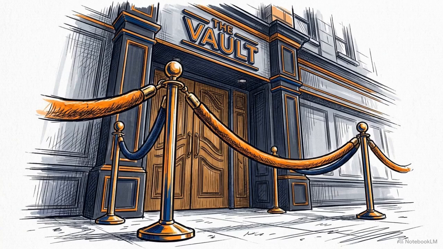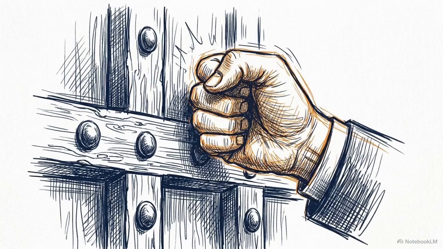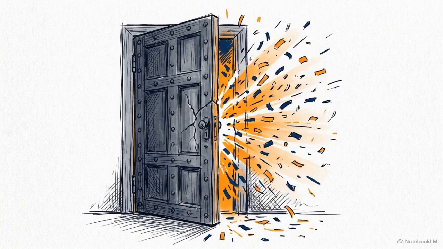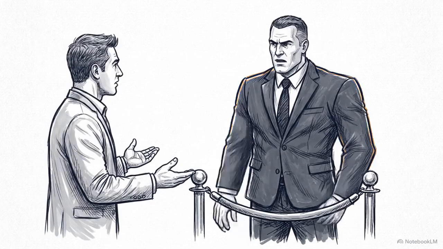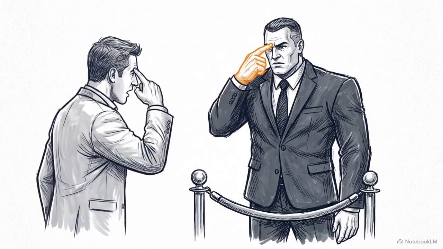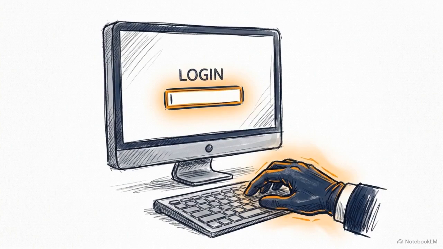Imagine you are trying to get into an exclusive VIP club. You walk up to the door and give the bouncer the secret knock. For a long time, that secret knock, your password, was all it took to get inside. But now the rules have changed, and the bouncer stops you and says he needs to see some ID. Relying only on a password is what security experts call a single point of failure.